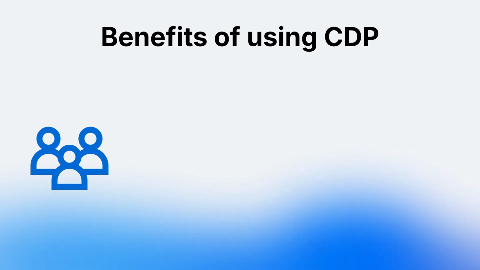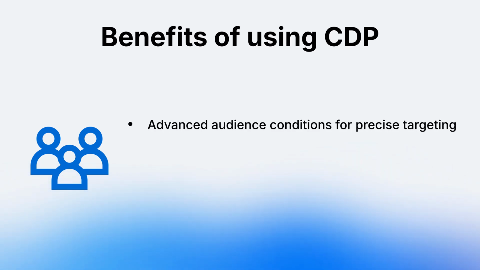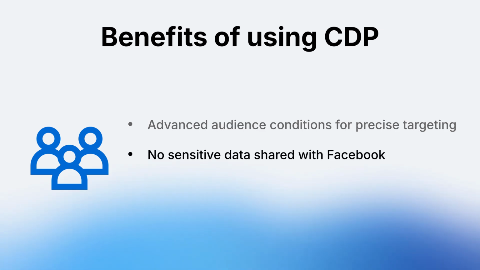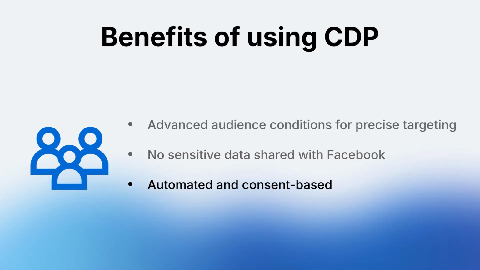And what would be the key benefits of using CDP for such a setup? First, it allows you to leverage advanced audience conditions such as web behavior frequency and recency, combined with other first-party data to achieve precise targeting. Importantly, this is done without directly sharing sensitive data with Facebook, ensuring you meet critical privacy requirements. Additionally, the setup sends users automatically and can be configured to include consent management, ensuring that only users who have opted in are included in your Facebook campaigns when required.